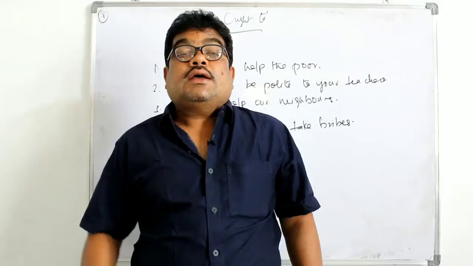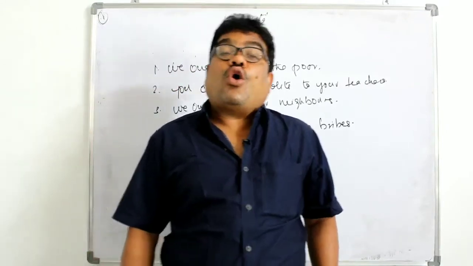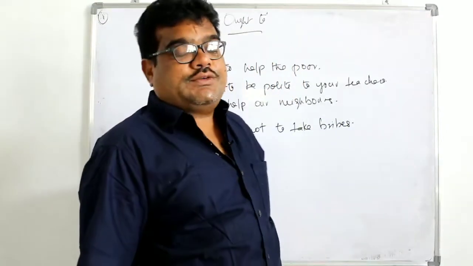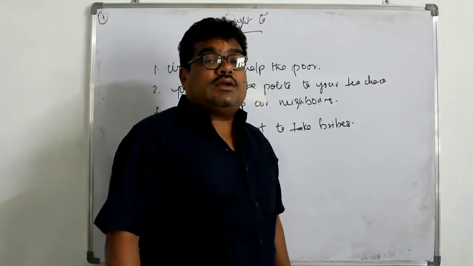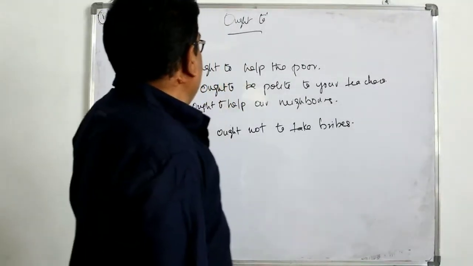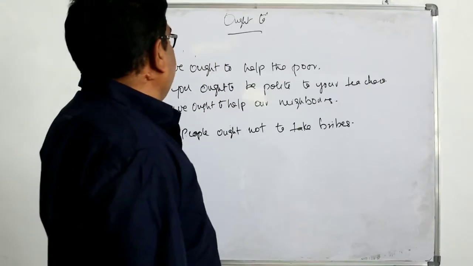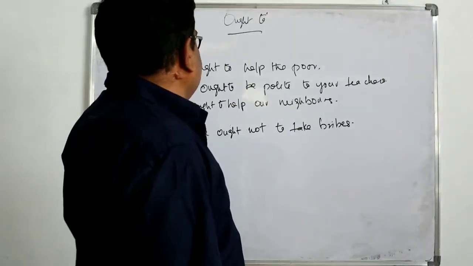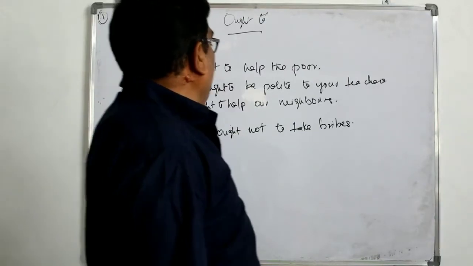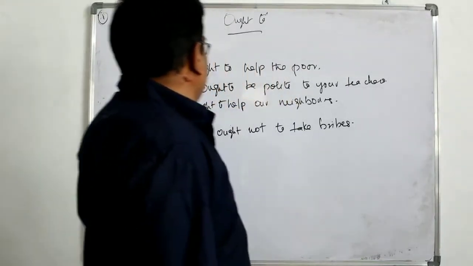Write down. The next topic is ought to, when we have to use it. It is used to express moral obligations. If you see these examples, you can understand this. Number one, what is the example? First one, please. We ought to help the poor.